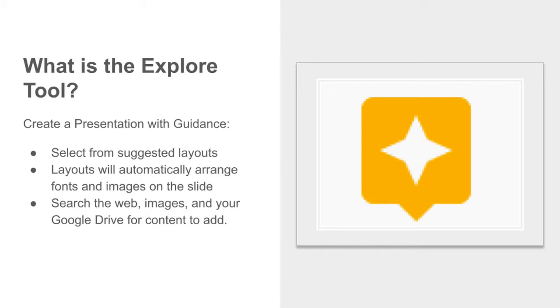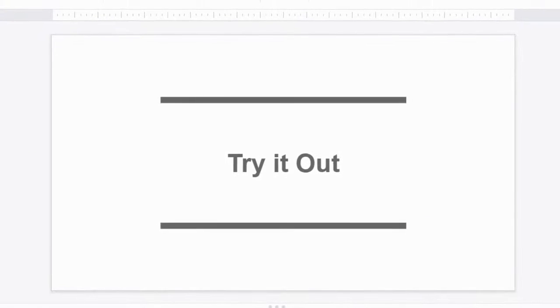It provides you with a list of suggested layouts. It provides you with layouts that automatically arrange the content that you already have on your slide in terms of balancing fonts and images so the text does not get lost in the image. And it additionally allows you to search the web and search for images as well as your Google Drive for additional content to add. We're going to take a look at what this can do.